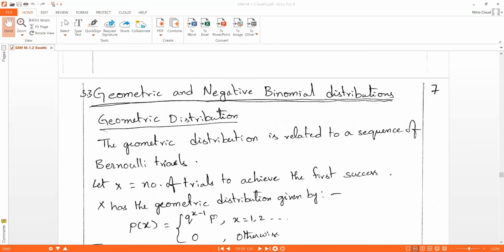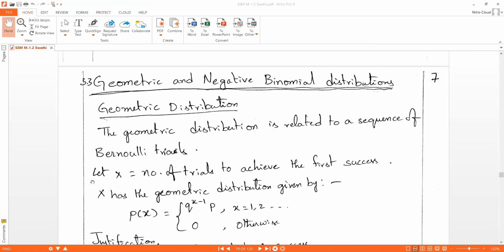Next one is the geometric and negative binomial distribution. Whatever we have discussed now is the positive binomial distribution. Now we'll see the geometric distribution and the negative binomial distribution.